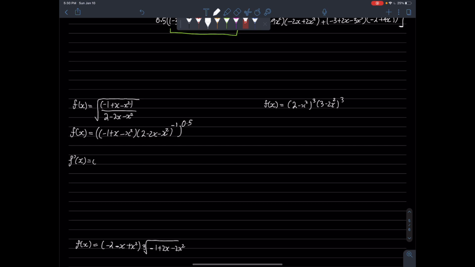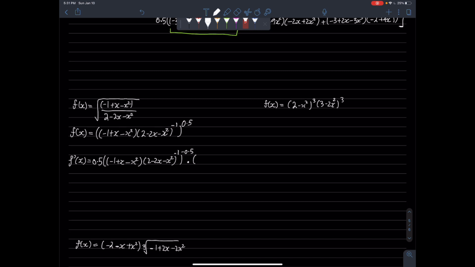Alright, so 0.5 times... Now let's write all the good stuff on the inside. Remember to keep track of your brackets. Times 2 minus 2x squared to the negative 1, to the negative 0.5 from the power rule, right? Then multiply this by the derivative of the inside.